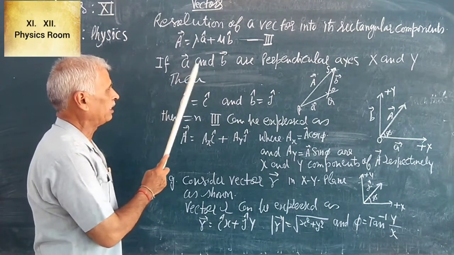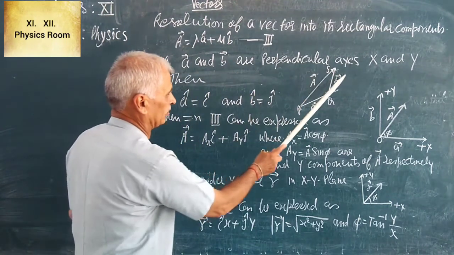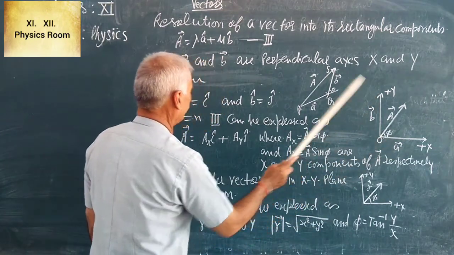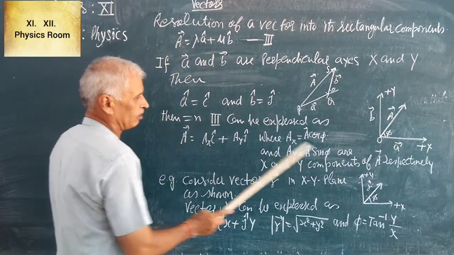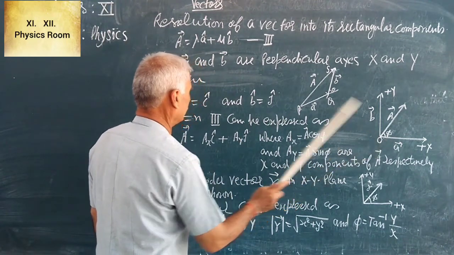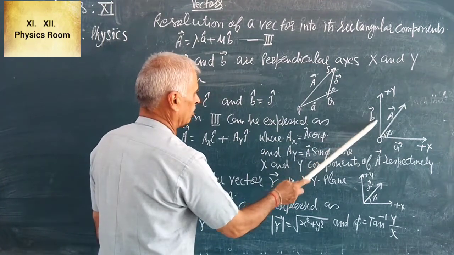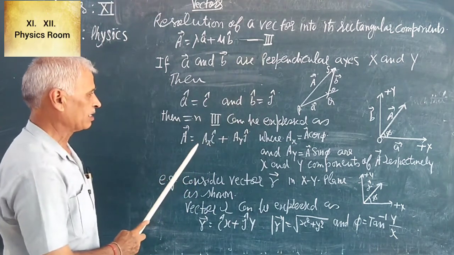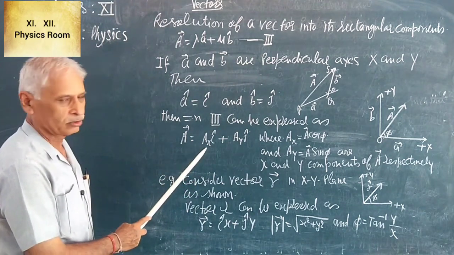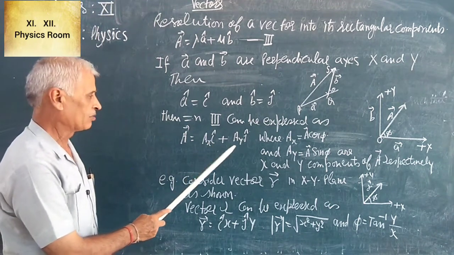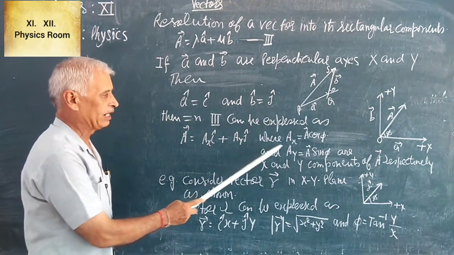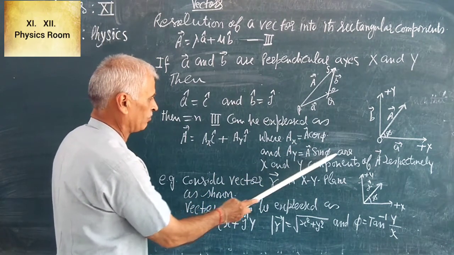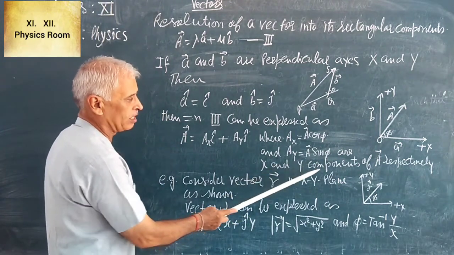If vector A and vector B are along perpendicular axes x and y, then A cap will be equal to I cap and B cap will be equal to J cap. Then equation 3 can be expressed as vector A is equal to AX I cap plus AY J cap, where AX is equal to A cos phi and AY is equal to A sin phi are the X and Y components of vector A respectively.